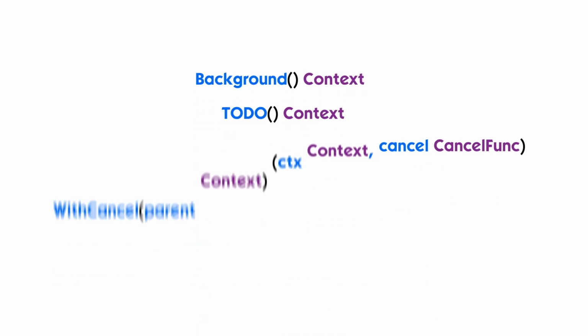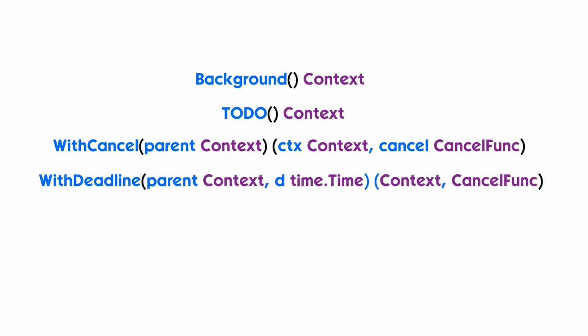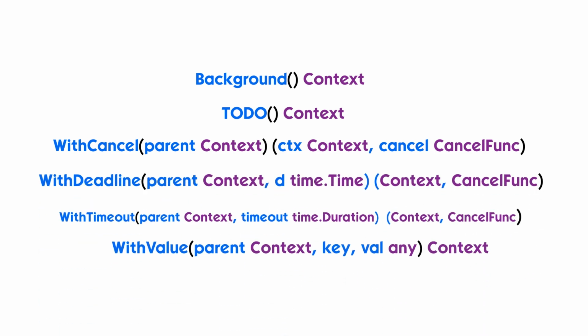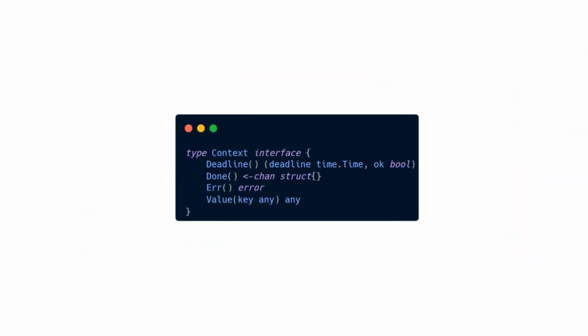There are several types of context that a Golang developer has to deal with, but first let's pay attention to context creation functions. There are background context, to-do, with cancel, with deadline, with timeout, and with value. The context package in Go defines an interface for managing deadlines, cancellation signals, and other values across API boundaries. This interface can be used to create and propagate context between multiple Go routines.